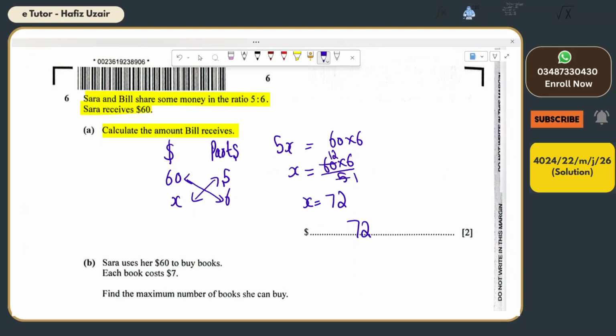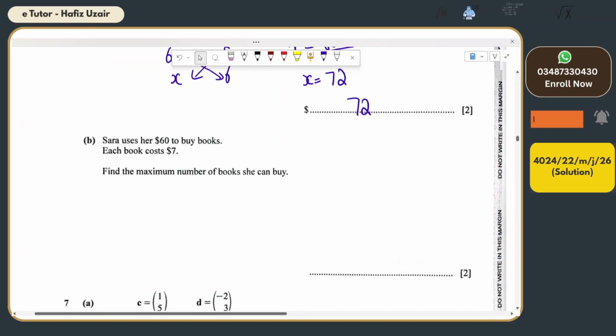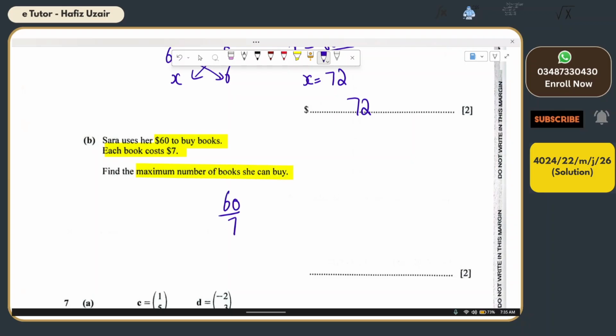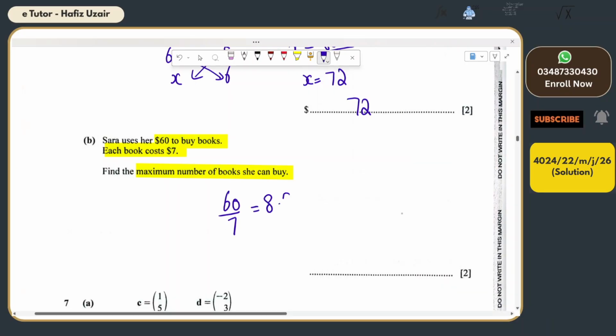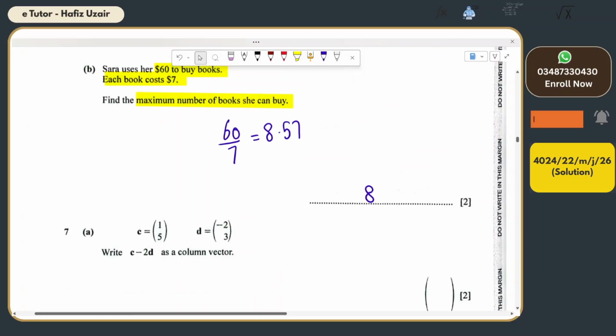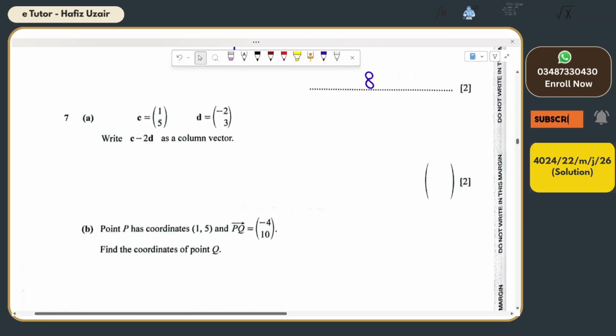All right, let's move to part B. Sarah uses her $60 to buy books, and each book costs $7. Find the maximum number of books she can buy. So this will be 60 over 7, and if we do it on the calculator, 60 divided by 7 is 8.57. She can buy a maximum of 8 books, so I'll ignore the decimal part.